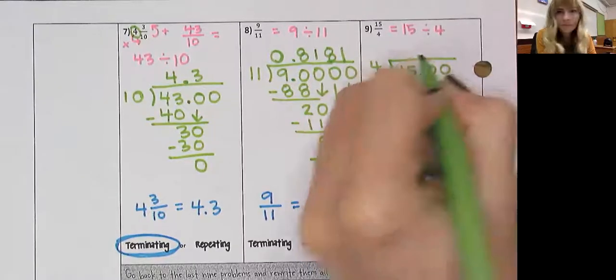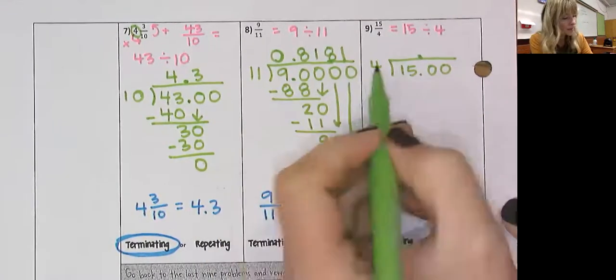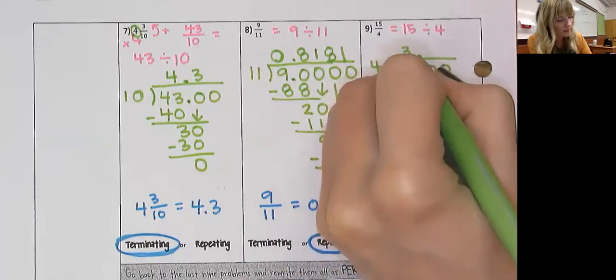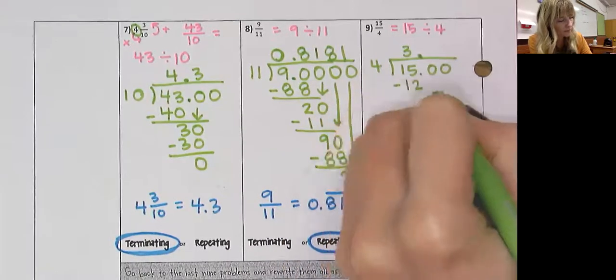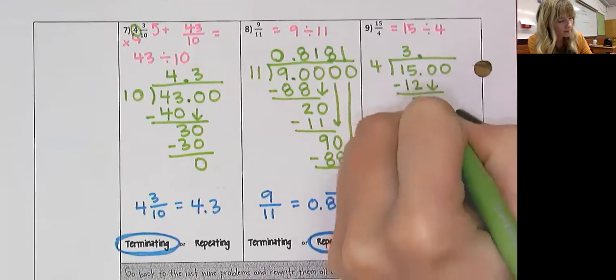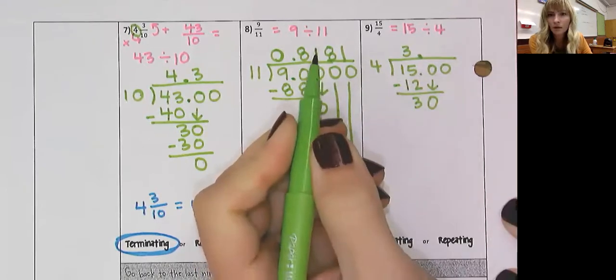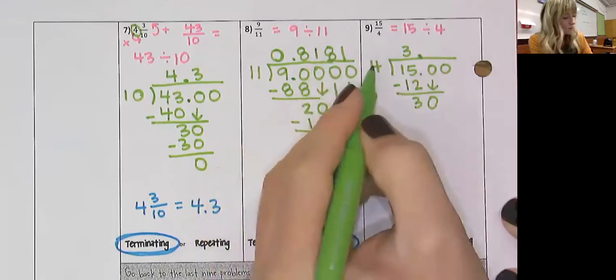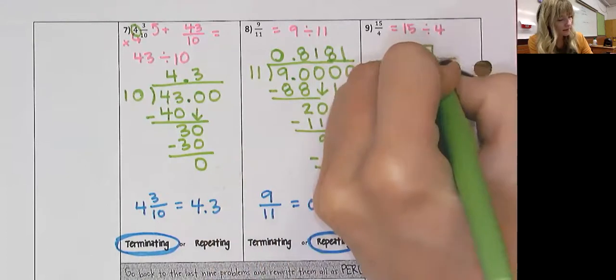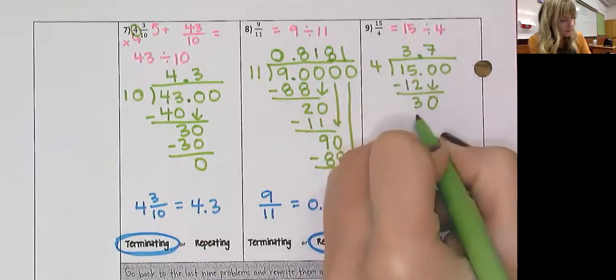Here we go one more time. Make sure you're still writing everything down with me. 4 goes into 15 3 times. 3 times 4 is 12. Subtract, bring down. Sure you got all that? 4 goes into 30 7 times because 7 times 4 is 28.